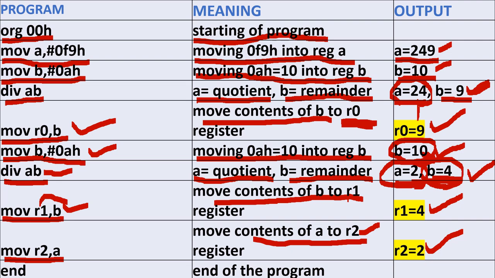So if you observe here, in register R2 I am getting 2, in register R1 I am getting 4, and in register R0 I am getting 9. So this is my answer, that is 249. This answer I will get when I execute this code.